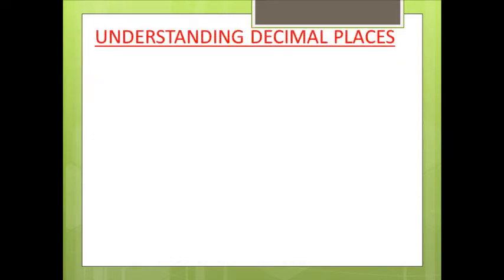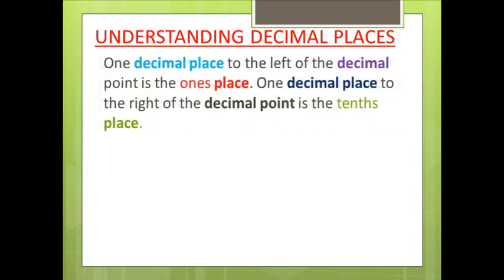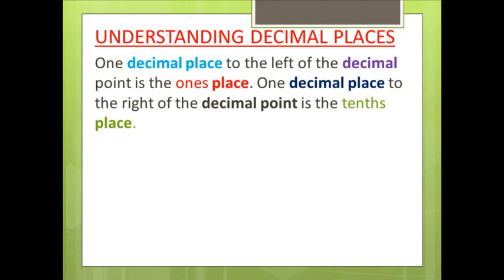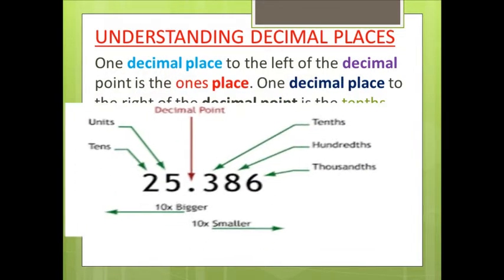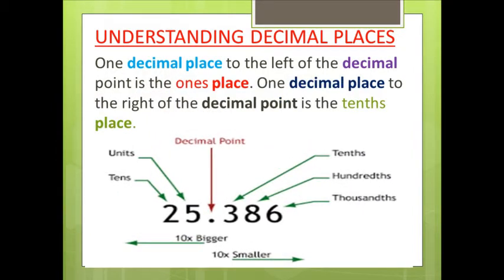Understanding decimal places. One decimal place to the left of the decimal point is the ones place, and one decimal place to the right of the decimal point is the tenths place. As you can see in my diagram, 5 is only one step to the left of the decimal point, and 3 is only one step to the right of the decimal point.